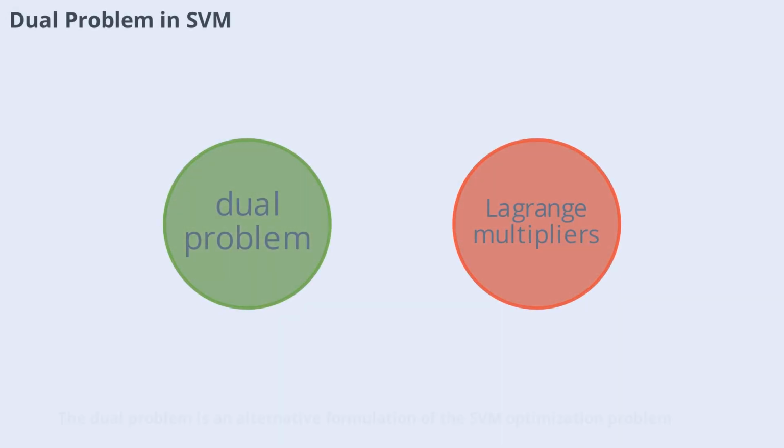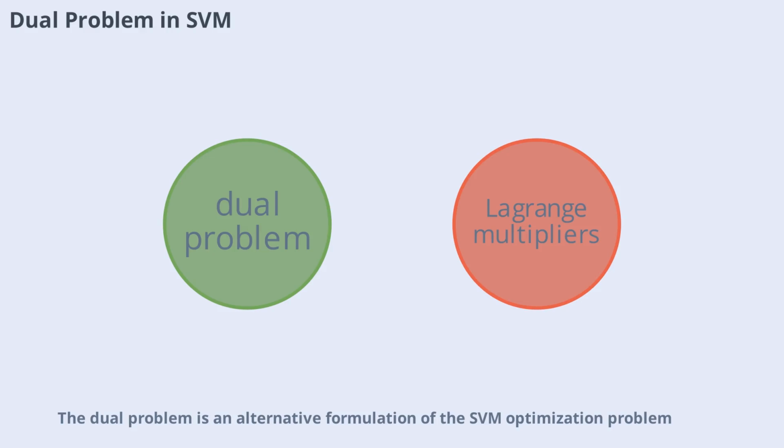The dual problem is an alternative formulation of the SVM optimization problem. By expressing the problem in terms of Lagrange multipliers, the dual form allows for efficient computation and the use of kernel functions. This mathematical trick is key to the power and flexibility of SVMs.